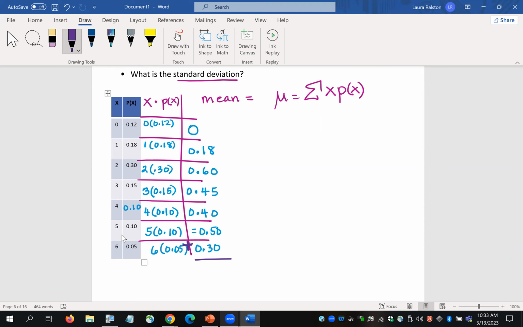So again, I'm going to use my calculator to do so. I have 0 plus 0.18 plus 0.60 plus 0.45 plus 0.40 plus 0.50 plus 0.30. And I get a value of 2.43. So my mean is 2.43. Now you have to have the mean, so you need to calculate it first because you have to have the mean to calculate the standard deviation.